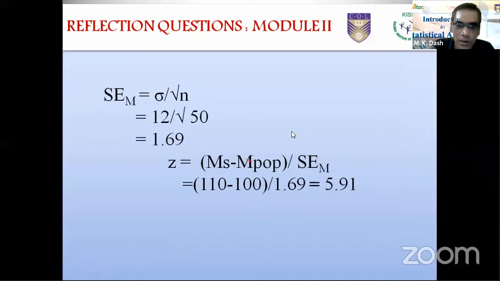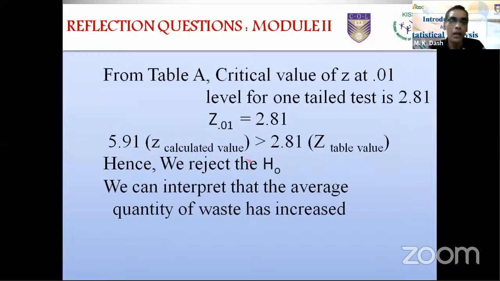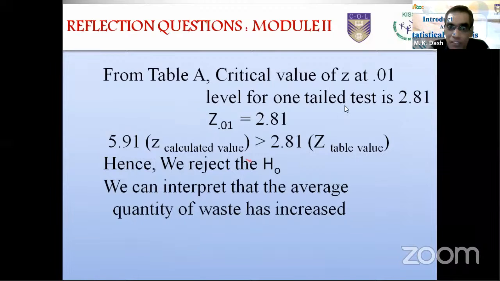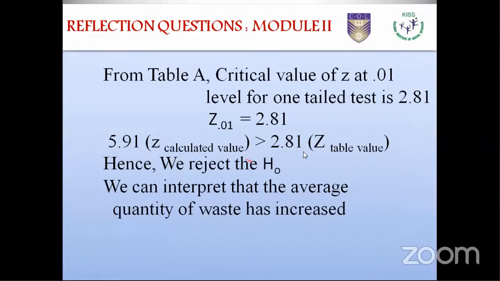Now come to the next one. Refer to the table value. The critical value of Z at 0.01 level of significance for a one-tail test is 2.81. This we get from Table A, the Z value. Now, what is the calculated value? 5.91. What is the table value? 2.81. So what are we getting?